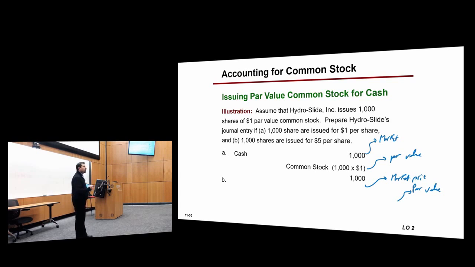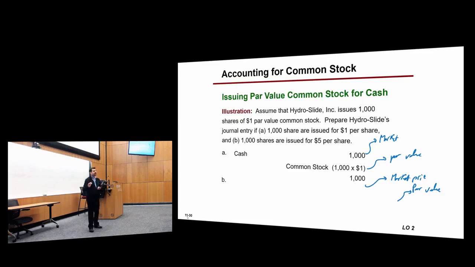So, issuing stocks for cash, the company will debit cash, basically based on the market price. This is how much they actually sold those stocks. They will credit common stock par value. If it has par value, common stock will be credited par value. If it does not have par value, the company will credit what? So basically, if it has par value, the company will credit common stock par value.